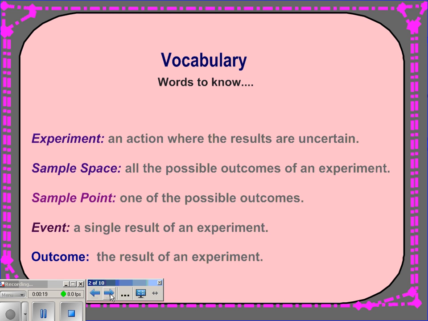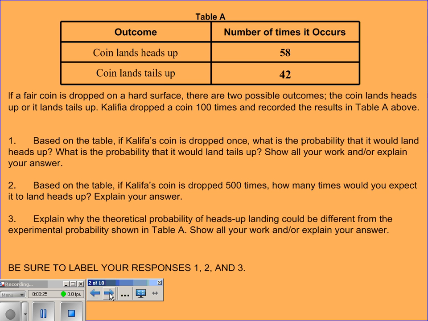Sample point. One of the possible outcomes. Event. A single result of an experiment. Outcome. The result of an experiment. If a fair coin is dropped on a hard surface, there are two possible outcomes. The coin lands heads up or it lands tails up.